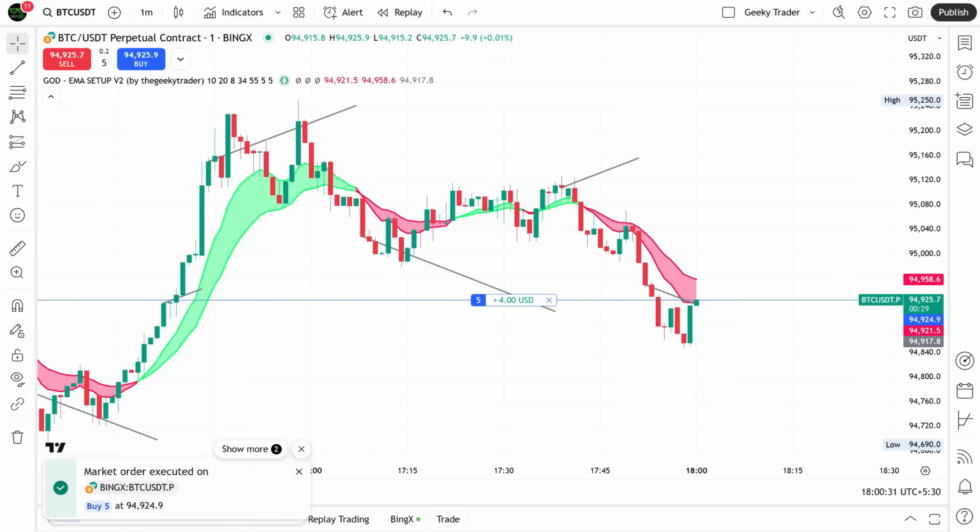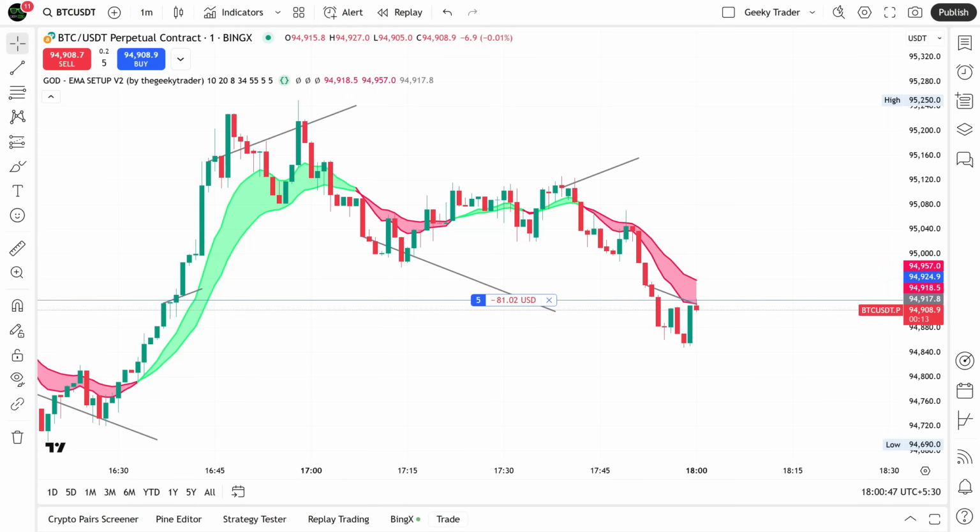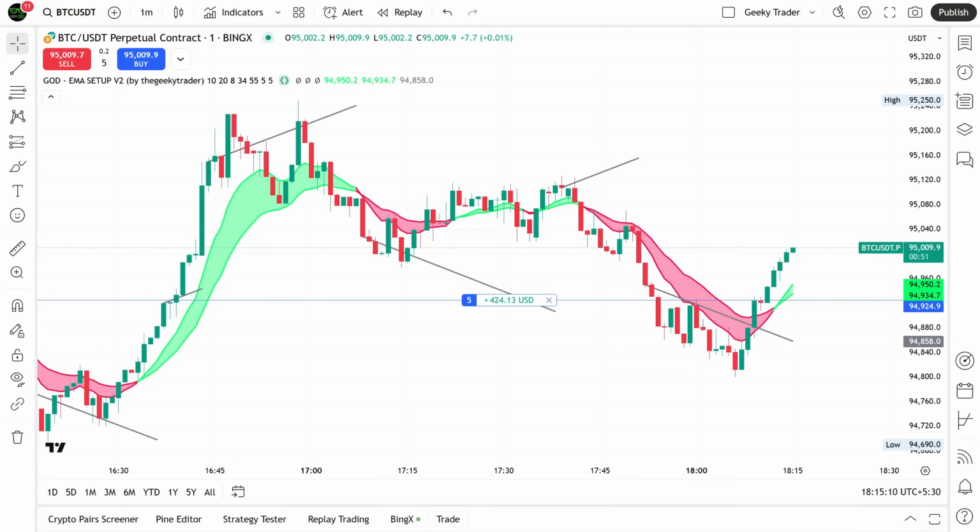Now here's where things get interesting. Right after I entered, the price started moving downward instead of up. This is a phase where many traders get trapped or confused, and I totally get it. You enter based on a signal, but then the market starts going against you. It's frustrating, and this is exactly where most people panic and exit early.